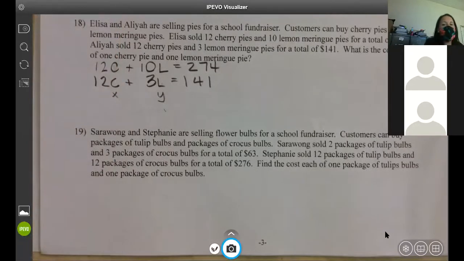Sarah Wong and Stephanie are selling flower bulbs for a school fundraiser. Customers can buy packages of tulip bulbs and packages of crocus bulbs. Sarah Wong sold 2 packages of tulip bulbs and 3 packages of crocus bulbs for a total of 63. How do I write that?